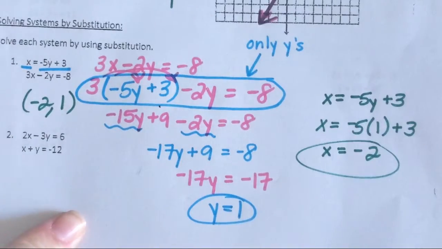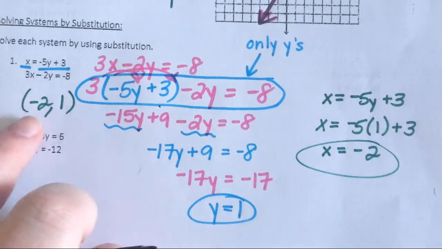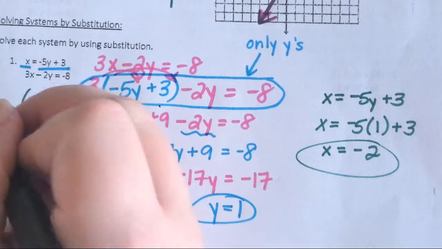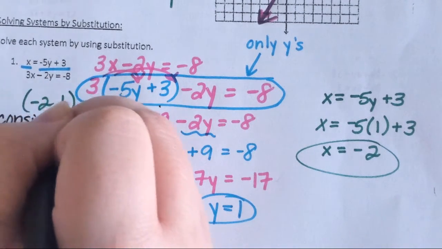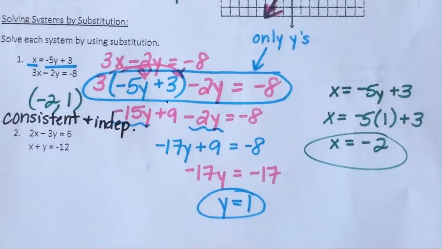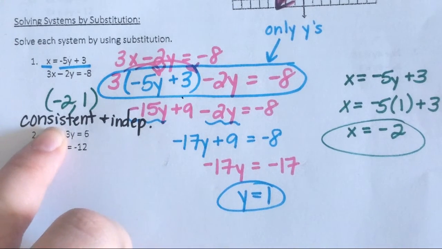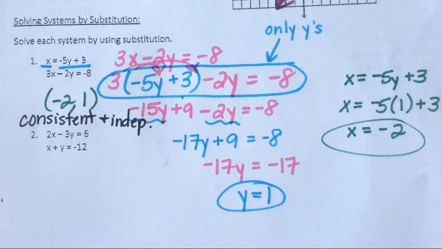Okay, now Tyler needs directions, and it didn't say she had to use vocab terms, but my gosh, we need to practice this anyway. What 2 vocab terms should I add to this number 1? We did find a spot where they cross. Consistent and independent. They did cross, so we said consistent. They only crossed at one spot, that's why it's independent. You have to have both words.